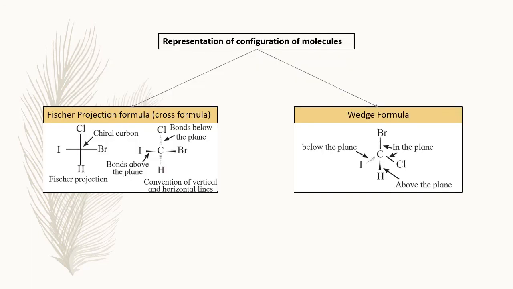Representation of configuration of molecule. Two representations are used to represent a configuration of chiral carbon and three-dimensional structure of optical isomers on plain paper. These two are, first one wedge formula, second one Fischer projection formula. Fischer projection formula is also called cross formula.